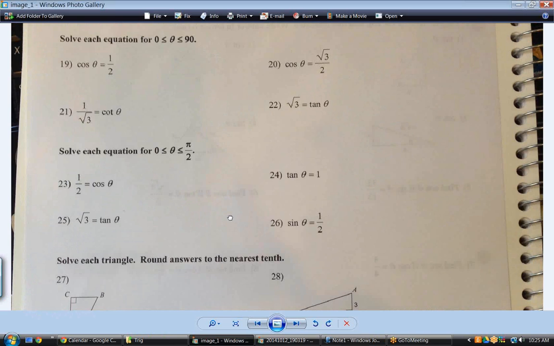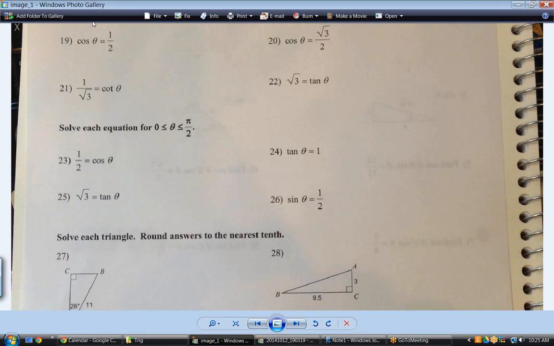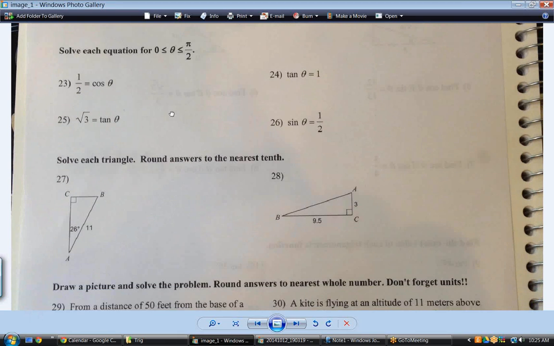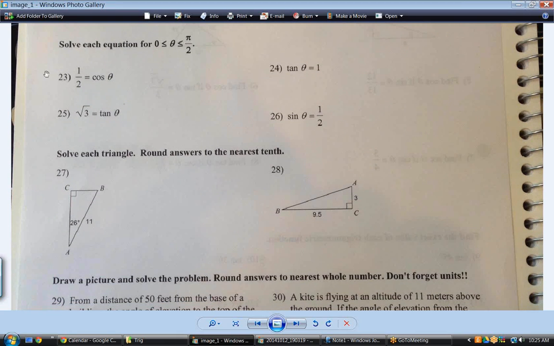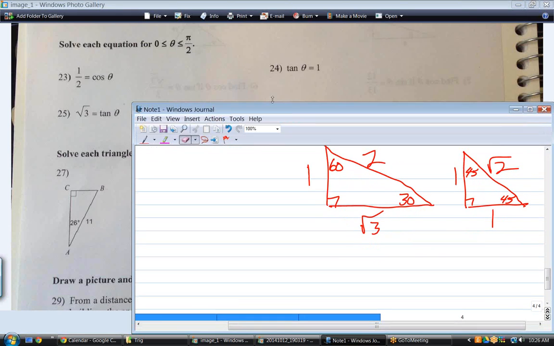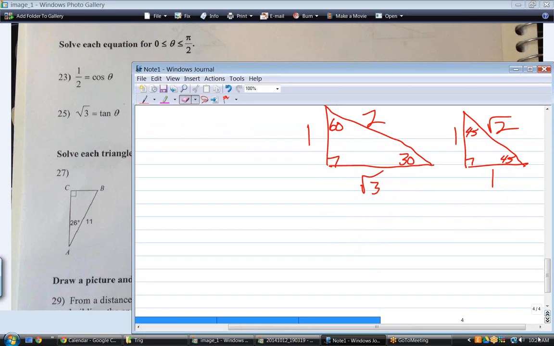How are these different? Notice problem 19 is identical to problem 23, including the domain. The only thing is they've defined this in degrees and they are defining this in radians. So typically you want to give your answer in radians. If your domain has been defined in terms of radians, generally they want their answer back in radians. That'd be a good practice for you anyway.